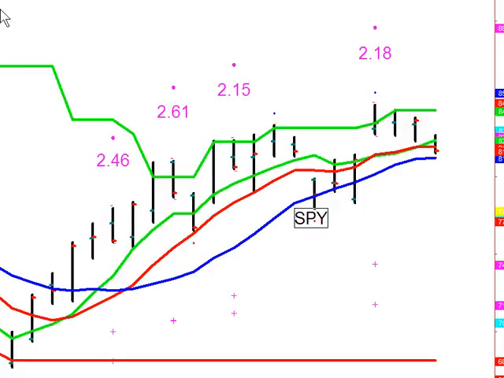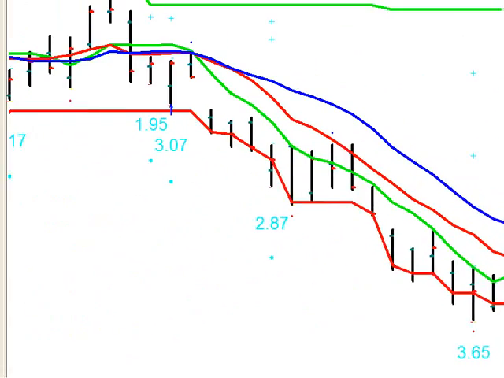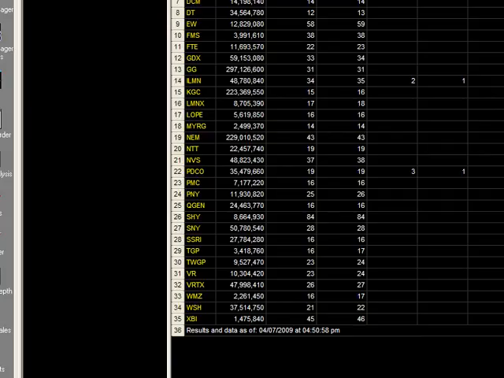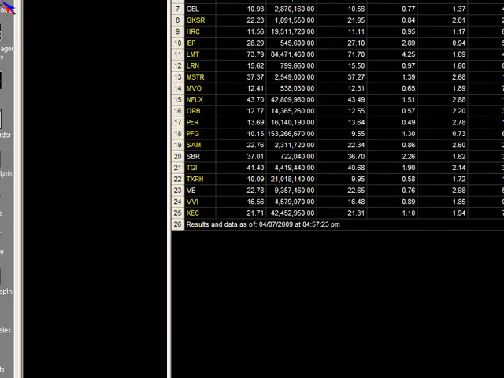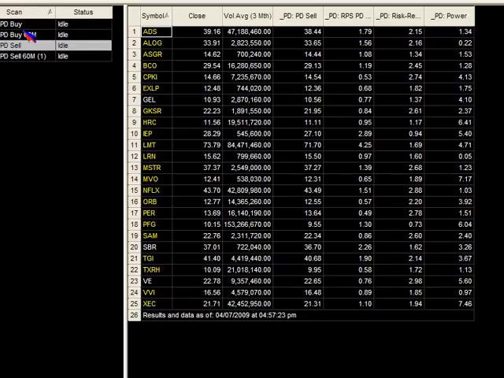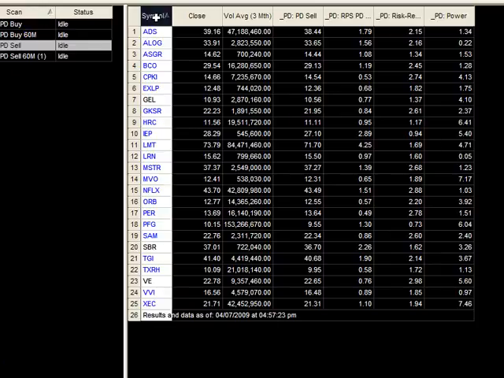And so what I wanted to show you real fast is over here in the scanner, this comes free. This is with the software. This one here is the PD sell, and that's the buy. And I want to explain what these are. First of all, you can sort them by symbol, so you can double click it and put them in alphabetical order if you want to double check something.